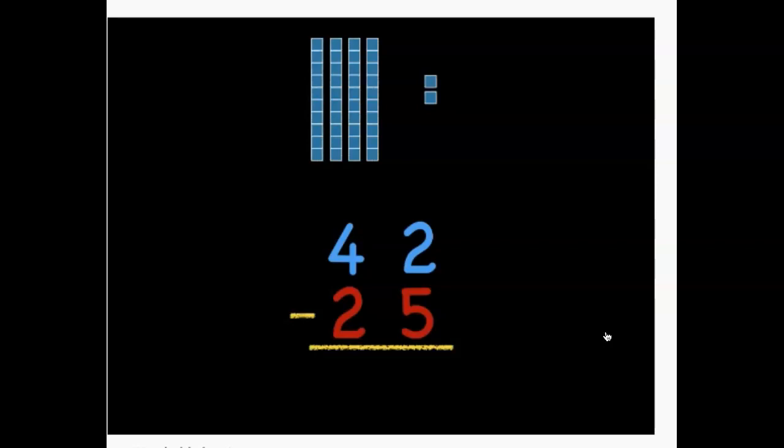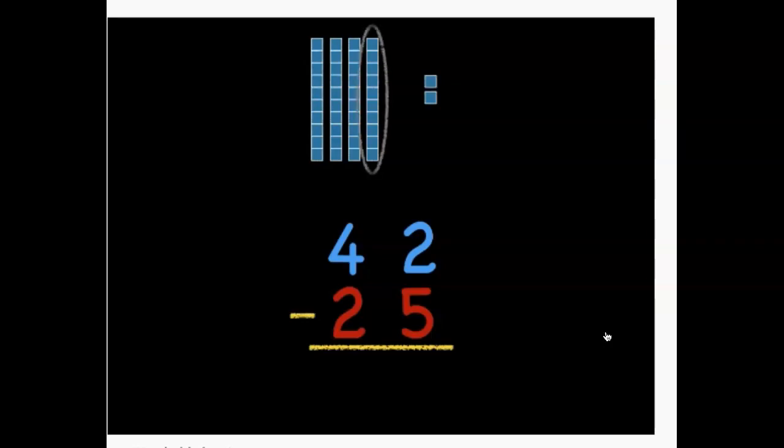Now the first thing we want to do is subtract our ones, but right away we're going to notice that we've got a problem. We can't do 2 minus 5. We don't have enough ones at the top. We can't take away 5 ones from 2 ones. So where are we going to get some more ones? Well, the answer is we're going to go over to our tens.